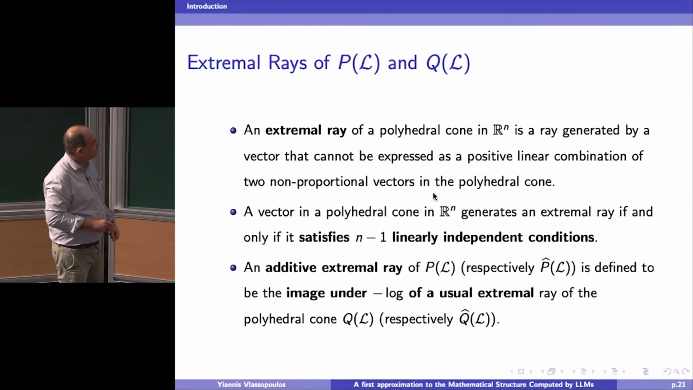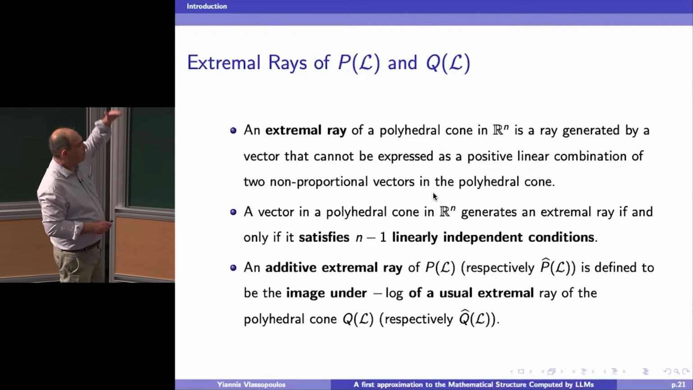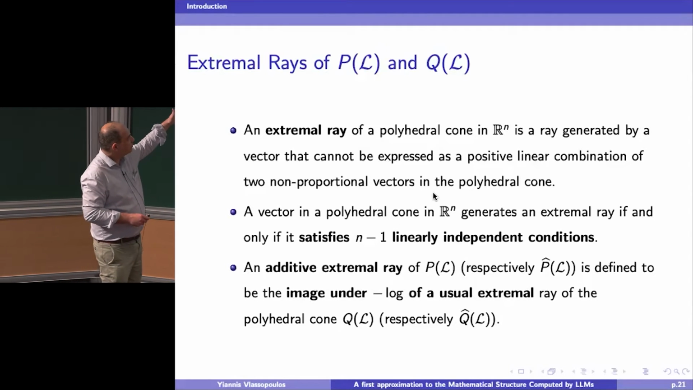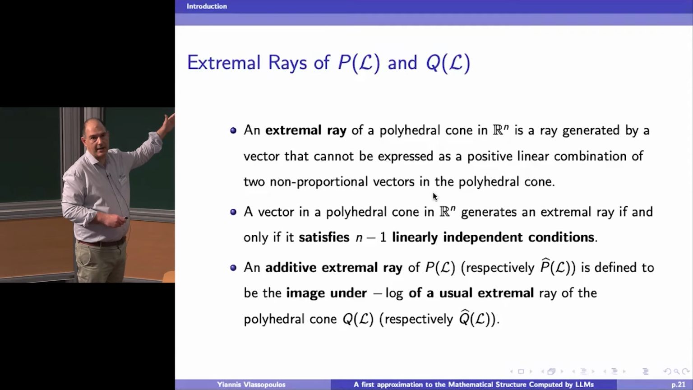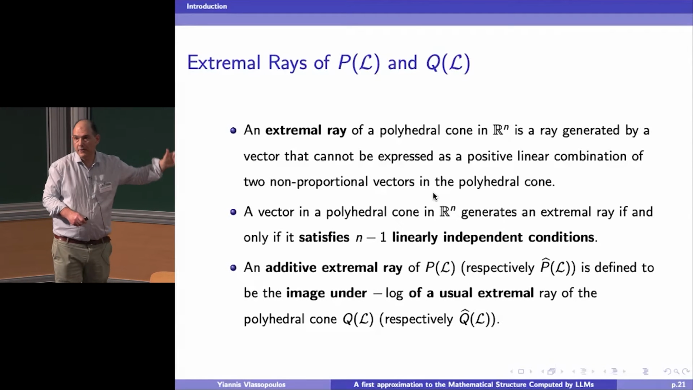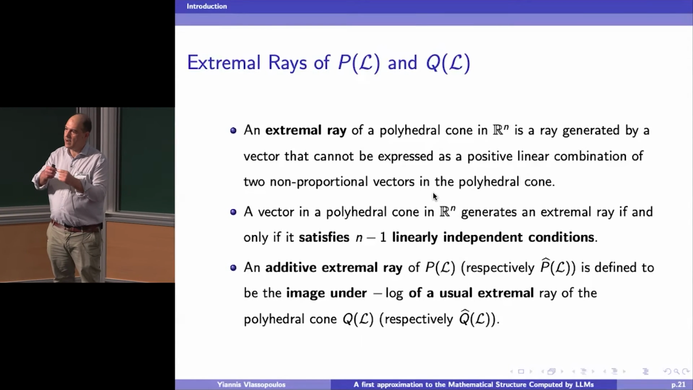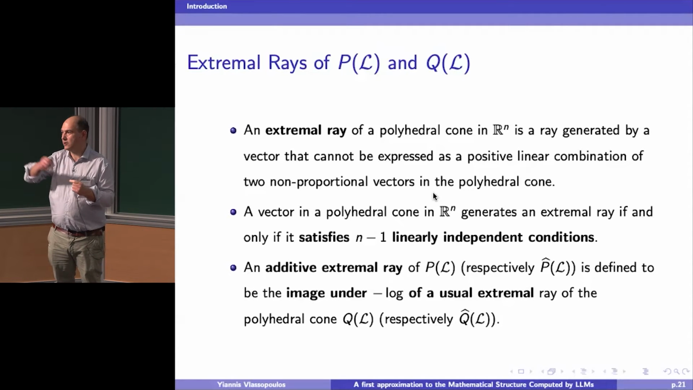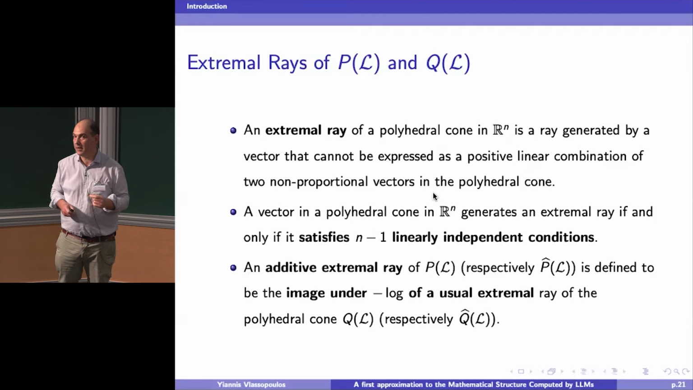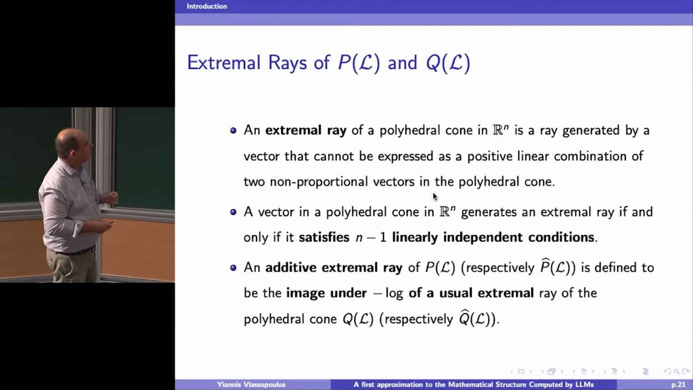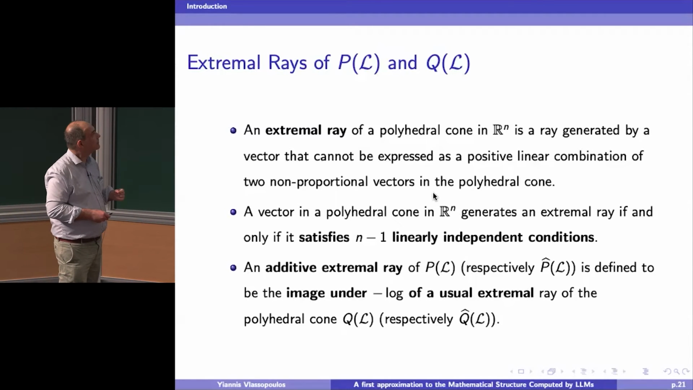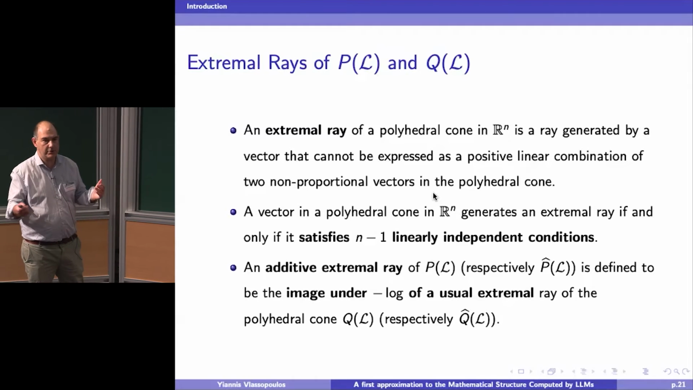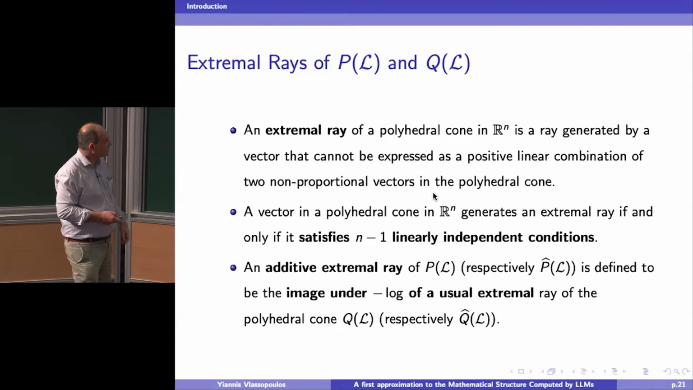So we know this is a ray in a polyhedral cone, and when we map by minus logarithm to P of L, the image of that is an additive ray. Why do I call it additive? Because a ray is invariant under scaling, multiplication by lambda. If I take minus log, it becomes addition, so it becomes invariant under addition by minus log lambda. So we may call it an additive extremal ray, but we're just going to call it an extremal ray.